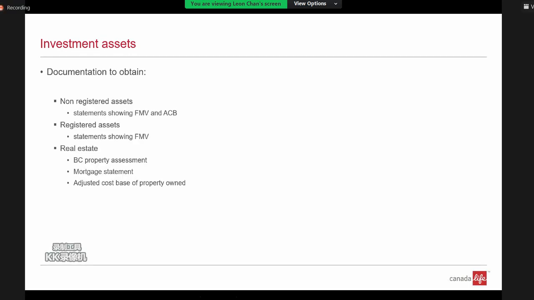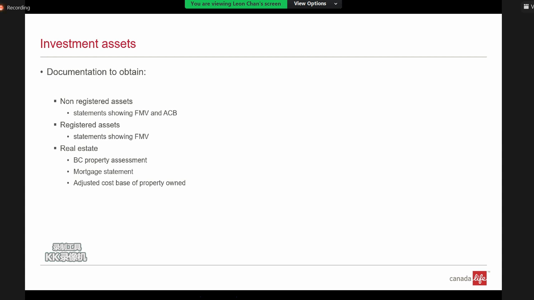So, from the earlier slide, let's say they had non-registered assets. We may want to obtain their statements showing their fair market value and their adjusted cost base, for us to understand the potential impact. Registered assets statements showing the fair market value, as well as real estate. Most of the time we would be looking for things such as the property assessment value. What is the fair market value estimated as of right now? Do they have any loans?